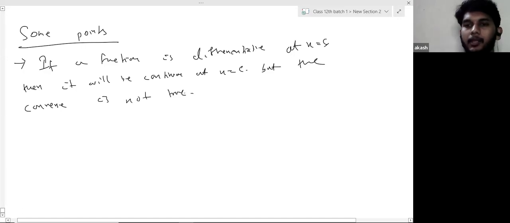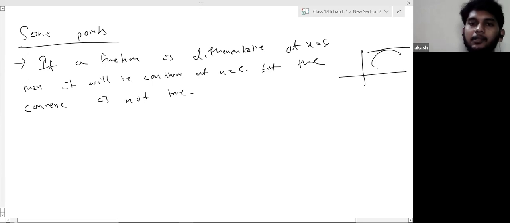What this means: if a function is differentiable at x equals c, we are saying there exists a unique tangent there, so the limit exists at that point, and if the limit exists, that means the function is obviously continuous, right? If there is no function there, then how can we find a tangent? So if we can find a tangent, the function is automatically continuous at x equals c.